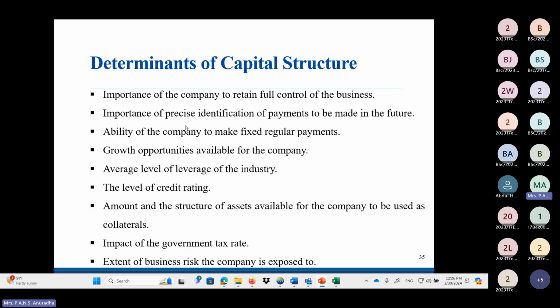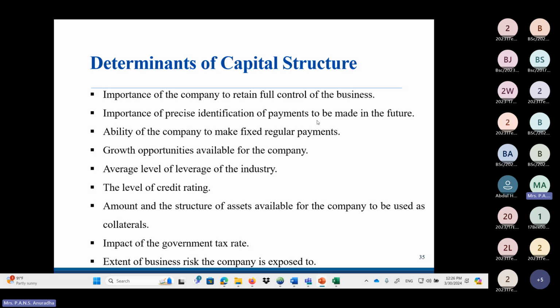Right. So what are the determinants of capital structure? These things are nicely explained in your reading material. I will explain very simply. What are the determinants of the capital structure? If the company wants to retain full control of the business, better to decrease the debt capital.